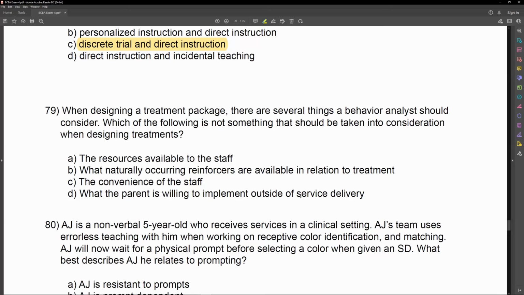What about D? What the parent is willing to implement outside of service delivery. Should we consider what happens outside of service? Absolutely. We might only be with the client 10, 15, 20 hours a week. Whatever happens outside of service is just as important, okay? If we only give ABA twice a week and it never happens outside of service, that's like dieting twice a week. It's not going to be effective. We need parent buy-in. We need the parent to implement what we have designed outside of service, so we have to consider it when designing treatments. The last thing we need to consider is the convenience of the staff.